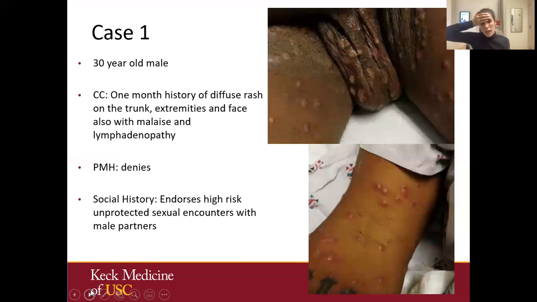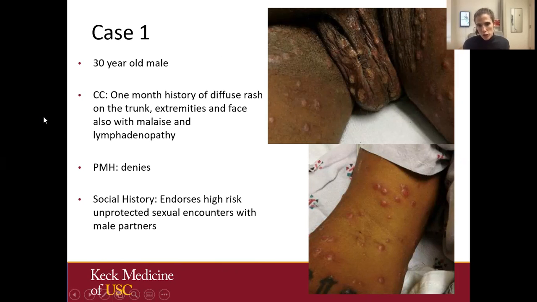This first case is a 30-year-old gentleman who presented with a diffuse rash on the face, the trunk, and the extremities. Along with this rash, which had been going on for the previous 3 to 4 weeks, he also had a little bit of malaise and felt like he had some swollen lymph nodes, and was just feeling kind of under the weather. No past medical history that he was aware of, but when we asked him, he did endorse high-risk unprotected sexual encounters with male partners.